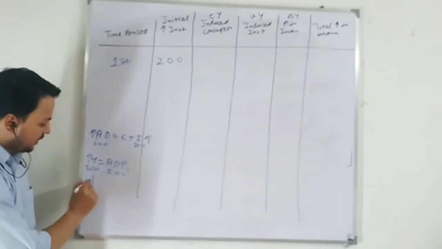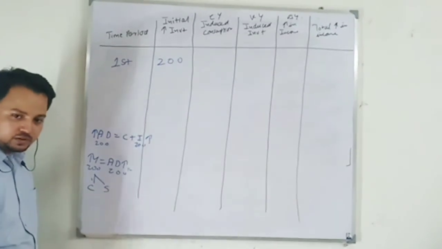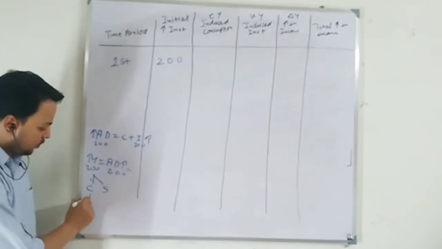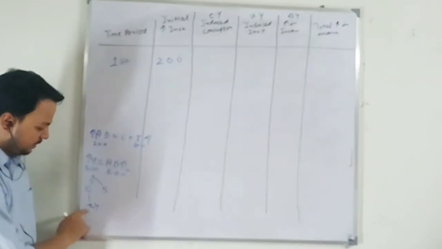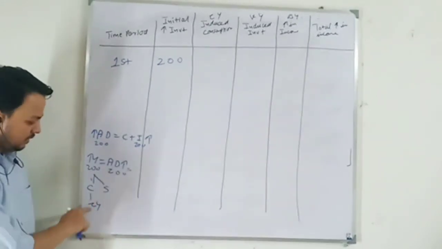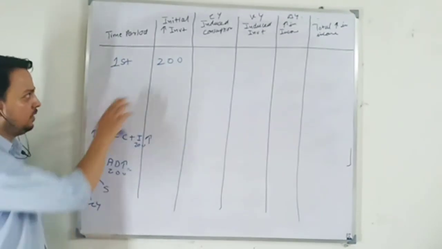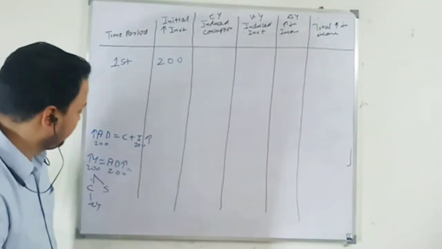When income increases by 200, it will be distributed between consumption and saving. Remember, consumption will increase by small c y. Small c is 0.75, income is 200. So 0.75 into 200 is 150. So I will write induced consumption is 150.